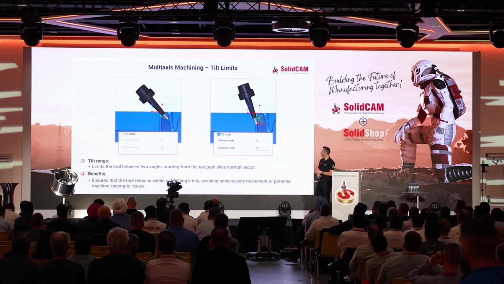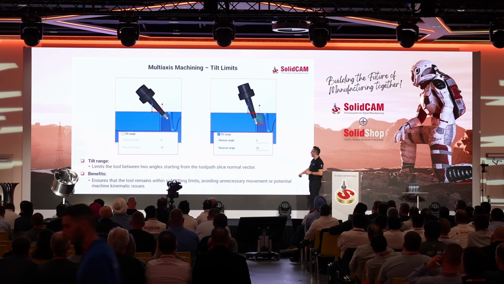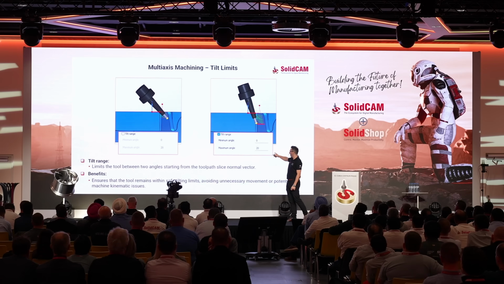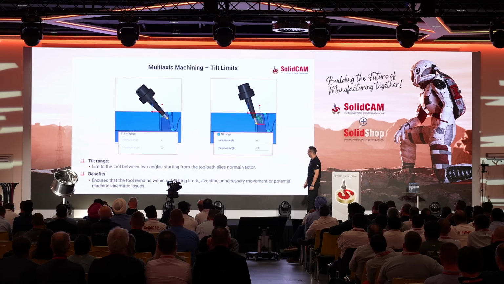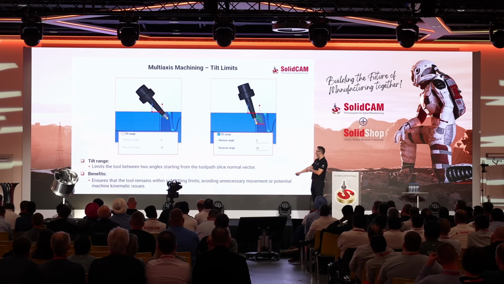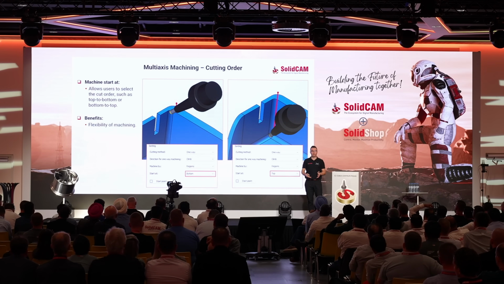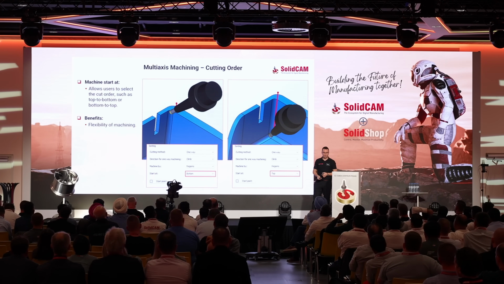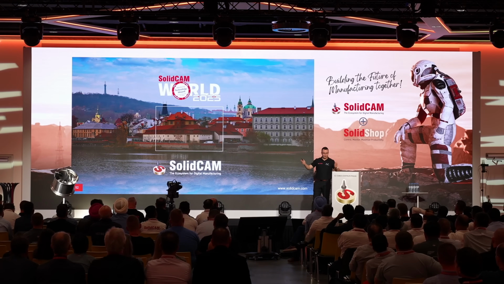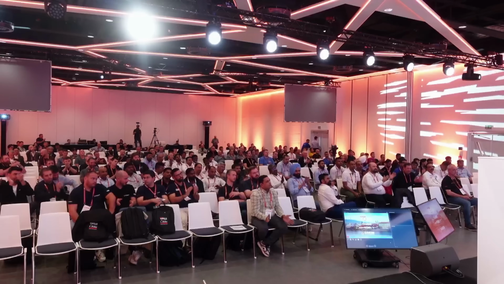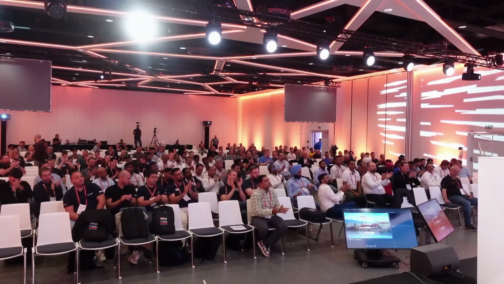I like this one too. You can really control the tilt range, minimum and maximum, so it's much easier to control based on the slice normal vector. So we avoid unnecessary movements or potential machine kinematic issues. And very nice is how you want to start your toolpath, from top to bottom or bottom to top. We have it now also here. And this will highlight the 2025 version SP3.